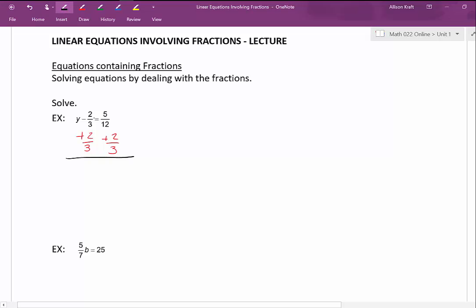On the left, the 2/3 are going to cancel out, leaving us with just y, but now on the right, we need to perform addition between two fractions. I prefer a horizontal format when adding fractions, so I'm going to rewrite 5/12 plus 2/3. When adding fractions, we must have a common denominator. The common denominator between 12 and 3 will be 12.